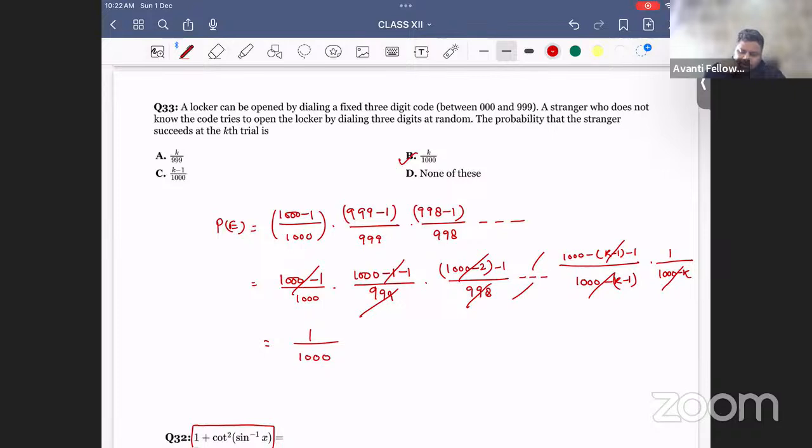A locker can be opened by dialing a fixed 3-digit code. A stranger who does not know the code tries to open the locker by dialing 3 digits at random. Probability that the stranger succeeds in the kth trial. I think this is the answer. Yes, there might be some mistake, but I think this should be the answer. So the answer should be none of these in this case.